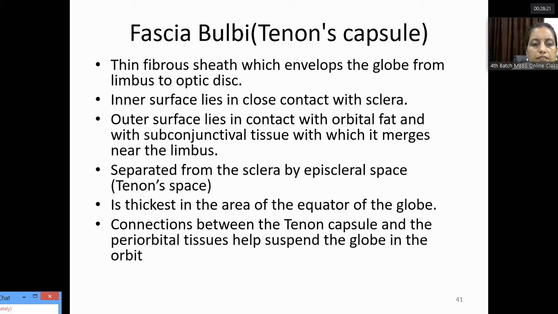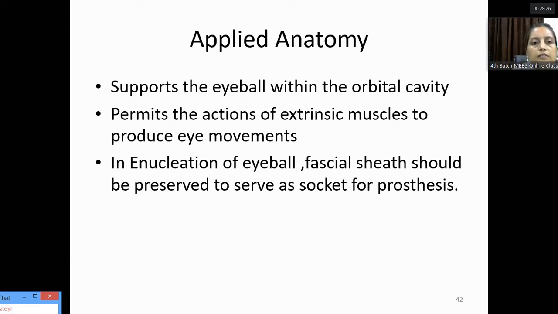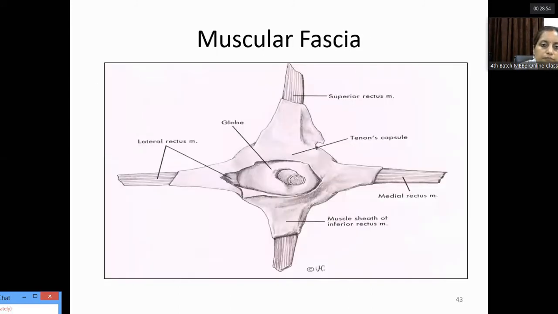So Tenon's capsule is the covering of the globe, and it supports the eyeball within the orbital cavity. It permits the action of the extrinsic muscles to produce eye movement, and in enucleation of the eyeball, the fascial sheath should be preserved to serve as the socket for a prosthesis. So we will not remove this sheath, so that we can put a marble or any prosthetic type inside it so that the shape of the eyeball is preserved. Check ligament of the extraocular muscles.